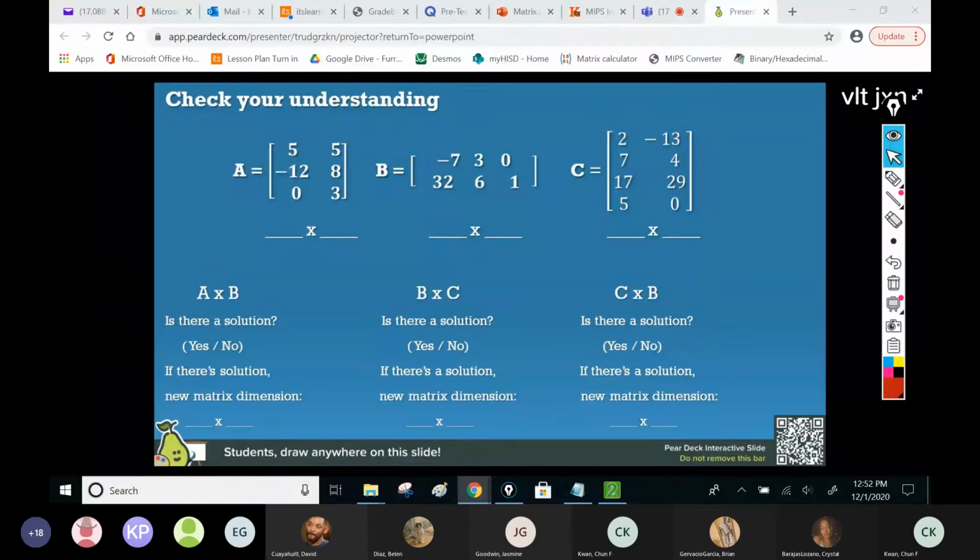And then, hey, if there's no solution, guys, don't even bother trying to figure out the new matrix dimension because we cannot multiply them together. If there's no solution, skip the next part. The new matrix dimension, there's no such thing because we can't even multiply them together.